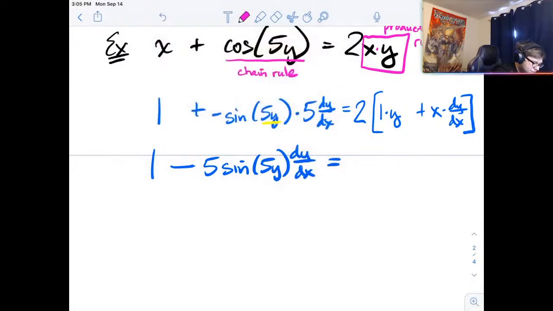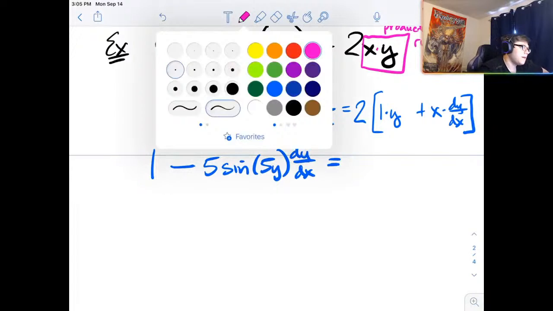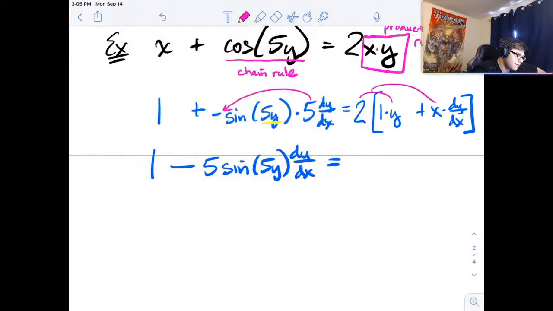So basically, all I did there, you guys, was move the 5 as a coefficient in front to join the minus sign. That was not that big of a deal. And then over here, I do need to do a little bit of distributing. So that's going to turn into 2y plus 2x dy dx.